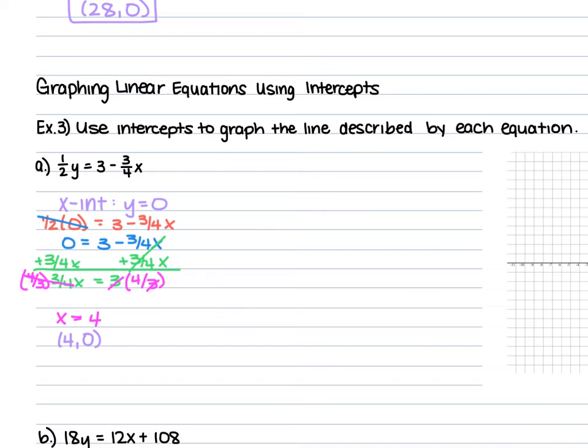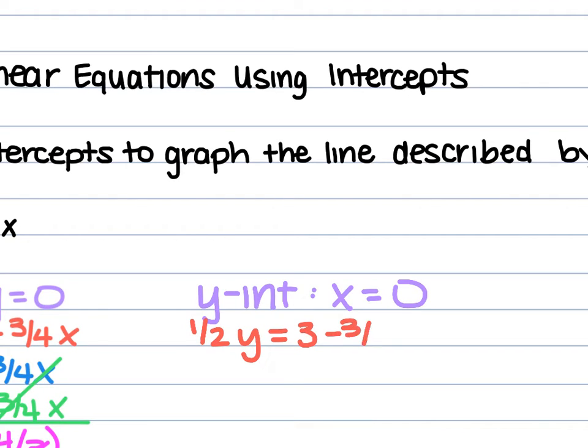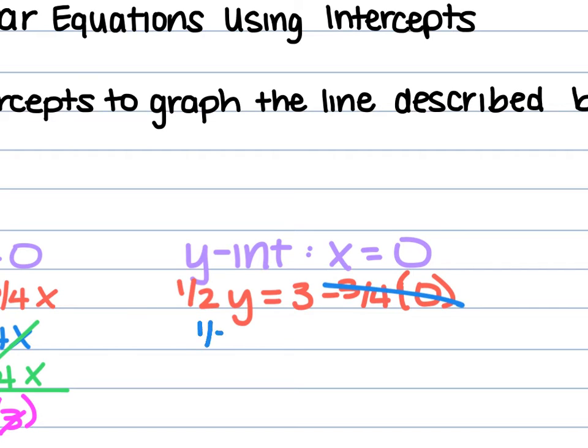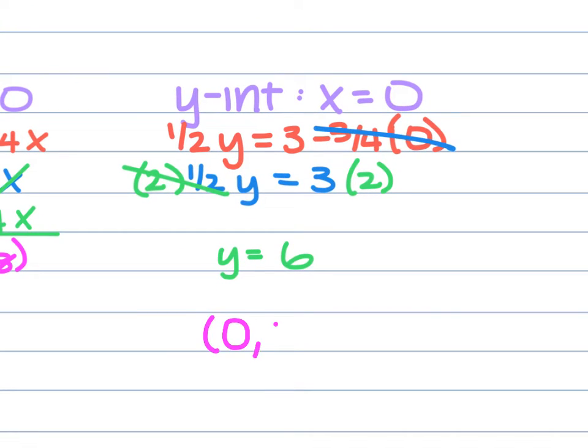Now I have to find that y-intercept as well. So for the y-intercept, x is equal to 0. This is going to be 1 over 2 y is equal to 3 minus 3 over 4 times 0. So that 3 over 4 times 0 cancels. 1/2 y is equal to 3. Multiply each side by the reciprocal of that 1/2 to get y by itself, which is just 2. 3 times 2 is 6. So this is the ordered pair (0, 6).